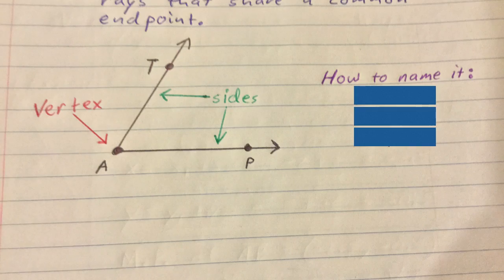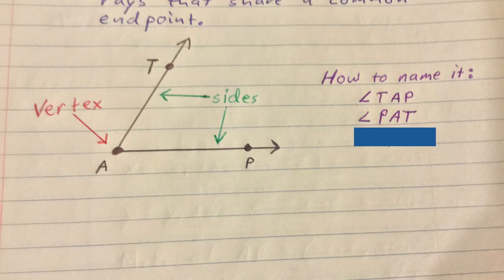There are a couple of ways to name this angle. We could name it angle TAP. So for example, you start at T, you go to A, and end your angle at P. You could also call it angle PAT. Or, because this angle only has one vertex, we could also call it angle A.